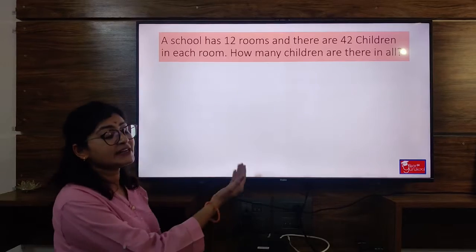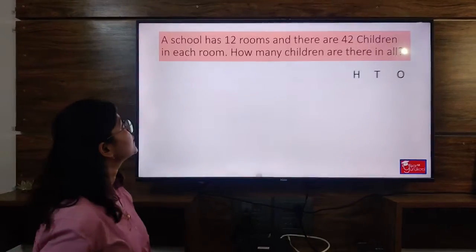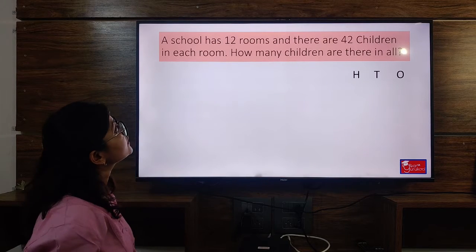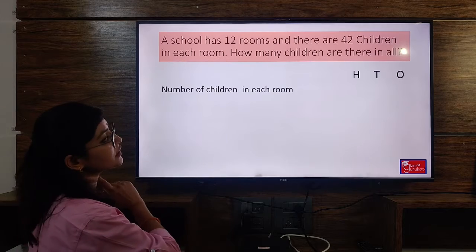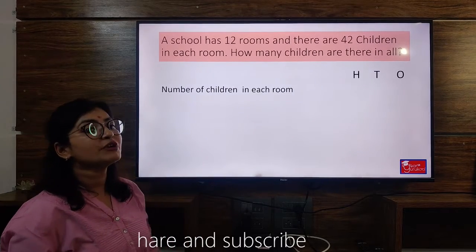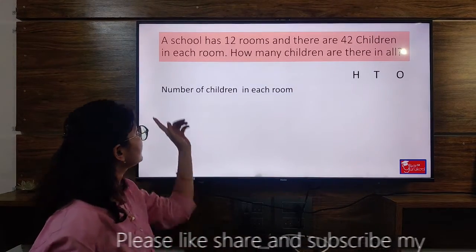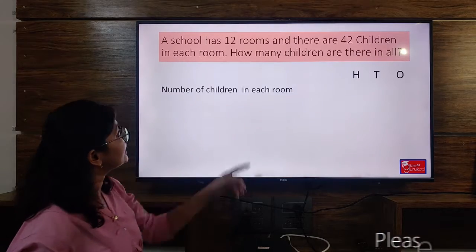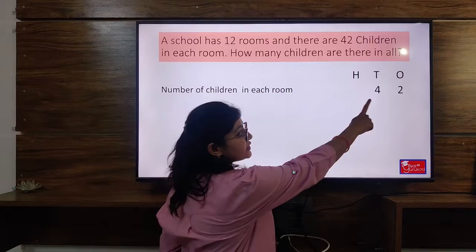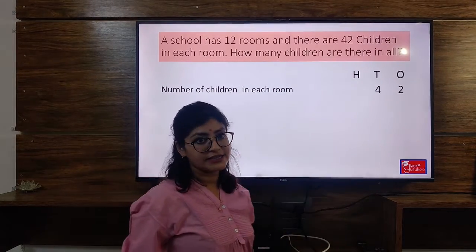Now, first let's write them under ones, tens and hundreds. Okay, now we have to write the statements because these are word stories. So, our first statement will be number of children in each room, because here we have 12 sets of 42 children. We have written number of children in each room, and number of children in each room are 42, wherein 2 is at ones place and 4 is at tens place.